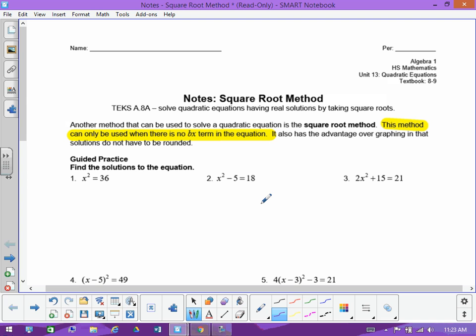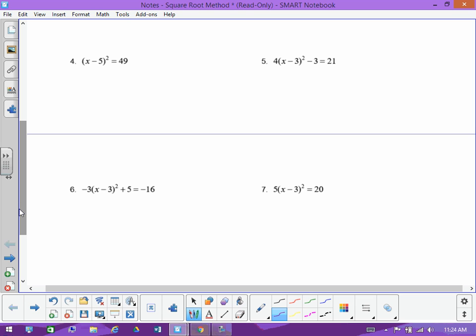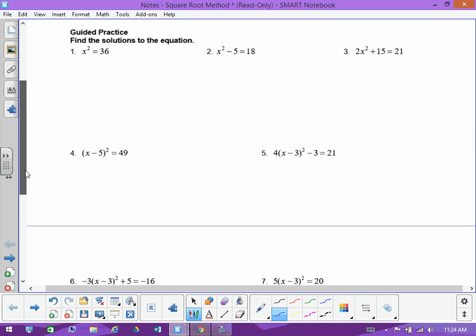So if you notice, none of these have a bx term. You look at 4 and these down here, there's one in parentheses, but if it's all in parentheses squared, we can still take the square root of it and do away with the square. Okay? So this is what we're looking for.